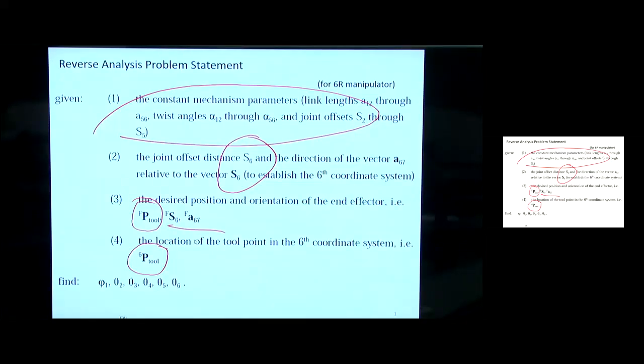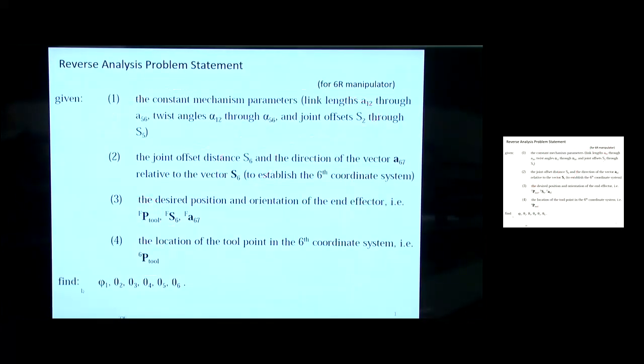Okay, so Dr. Duffy came up with a way to attack this, and that's what we're going to do in this chapter. So if you look at the title of the chapter, Reverse Analysis Problem Statement, well, that's it. That's the problem statement. But he came up with a way to attack this.